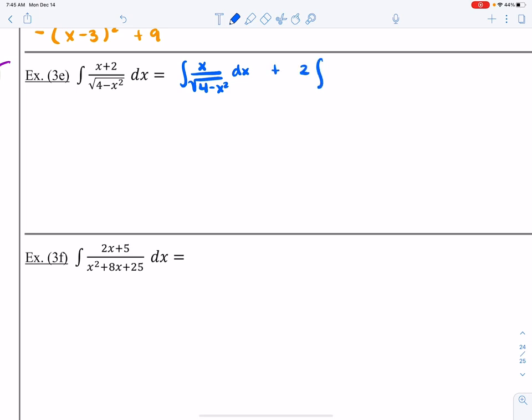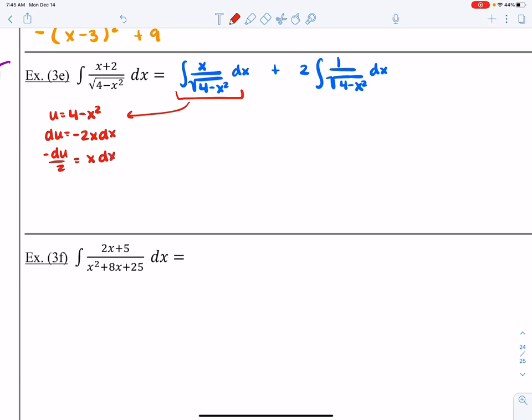And then let's take the 2 to the outside and keep that as 1 over the radical of 4 minus x squared dx. Now there is strategy here in doing so. The reason I have split these up is because I'm going to argue that this thing right here is just a plain old u-sub, where u is 4 minus x squared, and du ends up being negative 2x dx. Getting rid of the negative 2, I can rewrite this integral as negative 1/2 integral of 1 over radical u du.